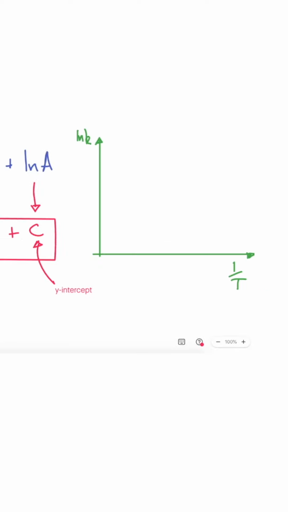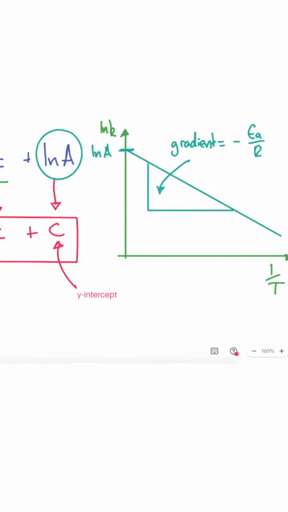Plotting a graph like this will give you a straight line with a negative gradient. So where the line crosses the y-axis, it gives you ln A. And the change in y over change in x, which is the gradient, gives you -Ea/R.